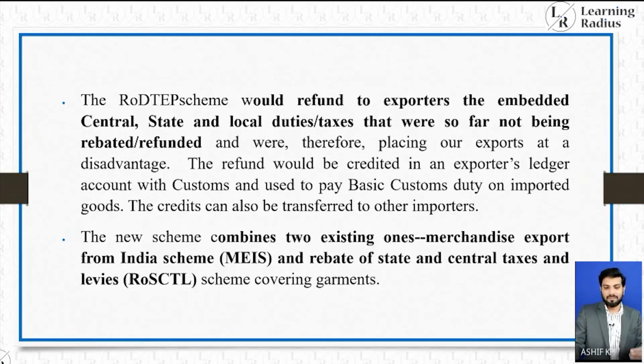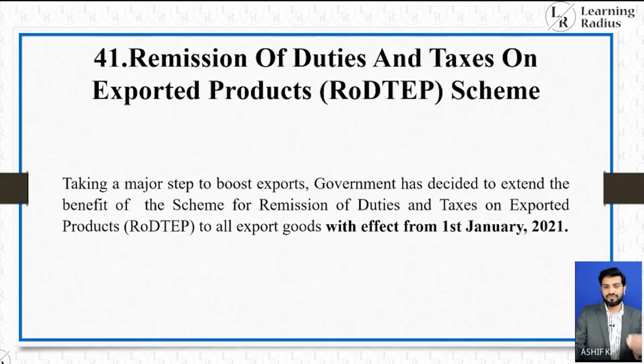The new scheme combines two existing ones, merchandise export from India scheme and rebate of state and central taxes and levies scheme covering elements. So here the discussion is related to remission of duties and taxes on exported product scheme. Taking a major step to boost export, government has decided to extend the benefit of the scheme to all export goods with effect from 1st January 2021.